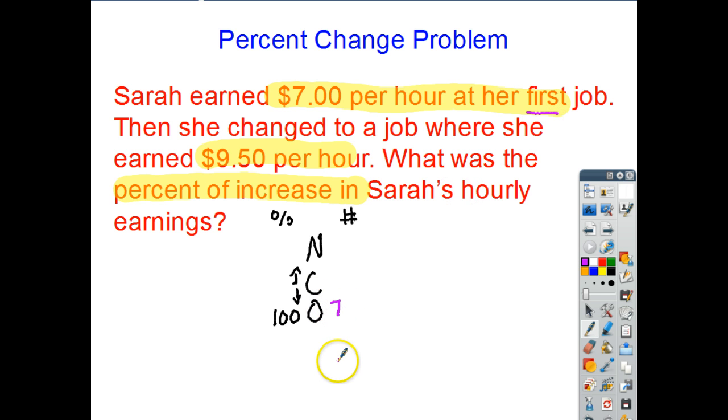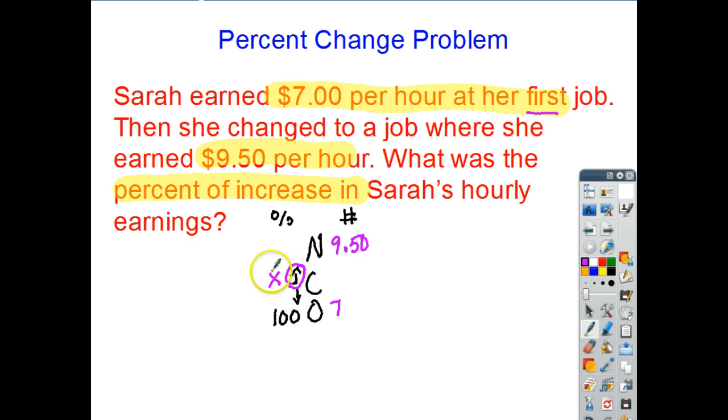I'm just going to use the number 7. And then when she went to her next job, her new job, she had $9.50 per hour. Well, that number is going to go here because it's a number, not a percent. And they want to know what was the percent of increase. That tells us that we're trying to find an increase or a change, because we don't know it. They're asking us to find it. We're using the two things that we know to find the unknown over here.